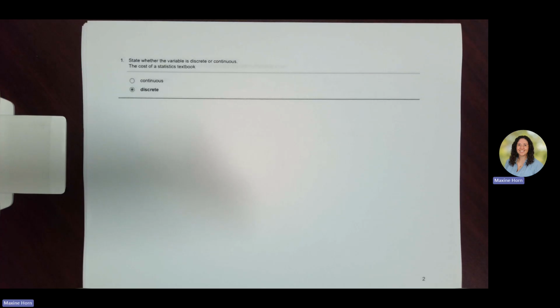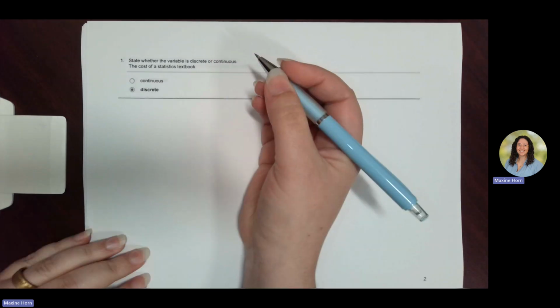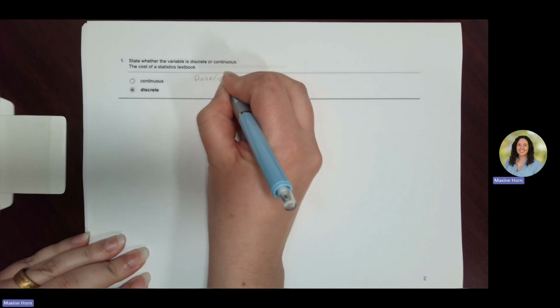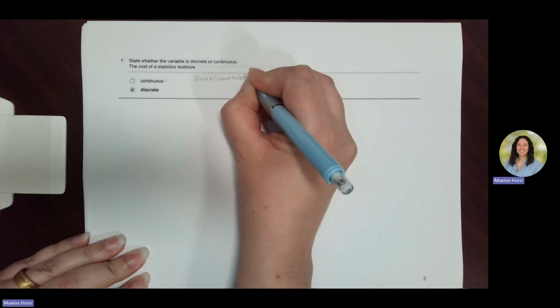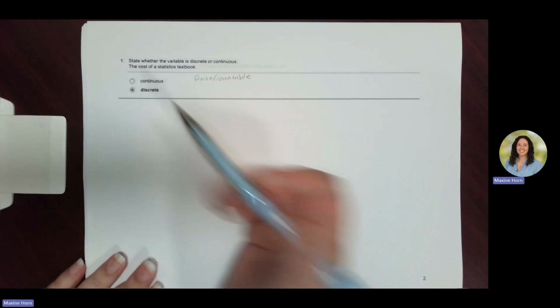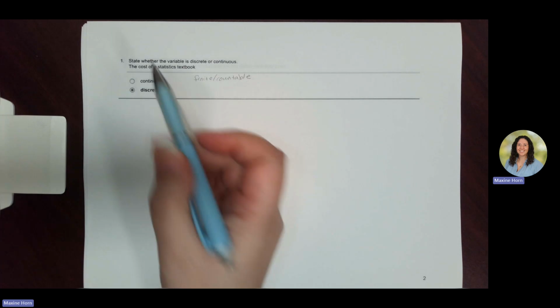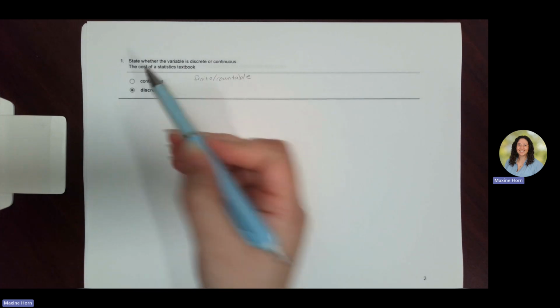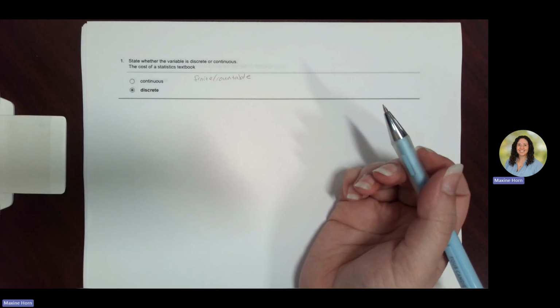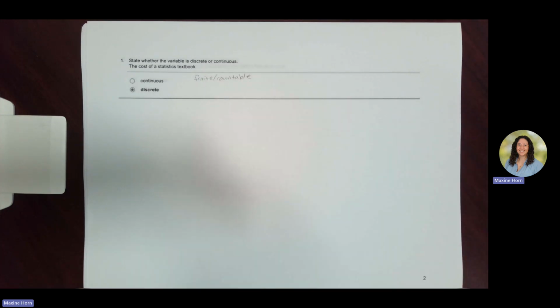So state whether the variable is discrete or continuous, the cost of a statistics book. So if something is finite or countable, finite, countable, that's going to be discrete. Okay, so when we're talking about cost, or we're talking about dollar value, right? So that only goes to 2 decimal places. Well, if it only goes to 2 decimals, that is finite and countable.